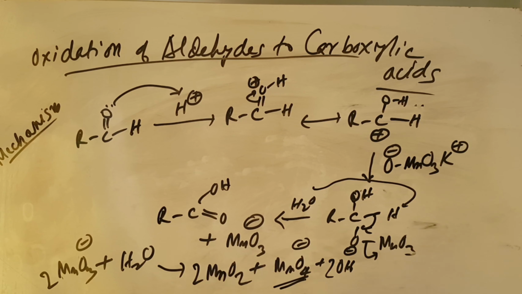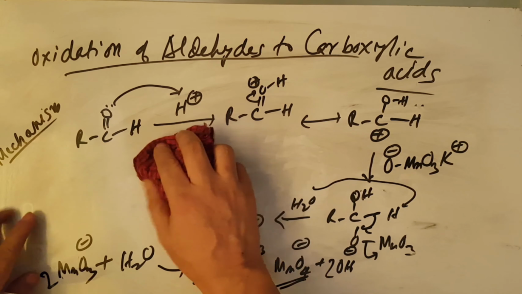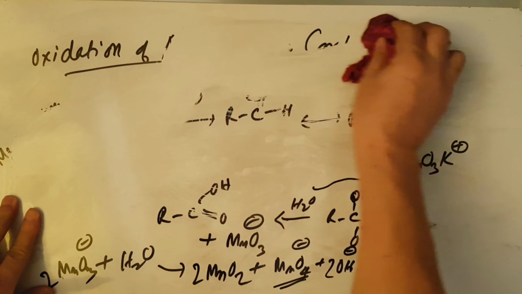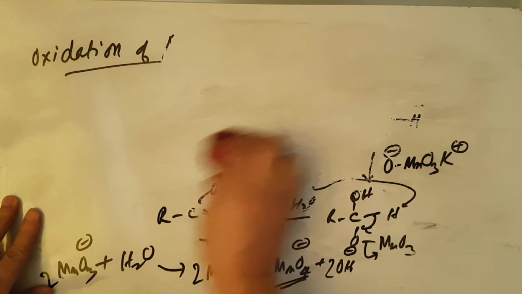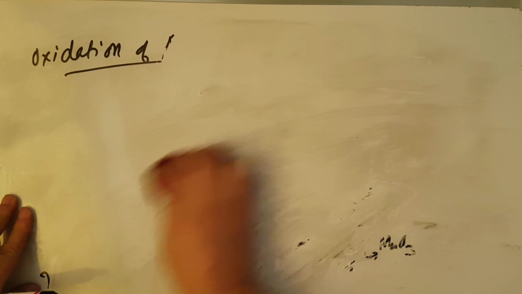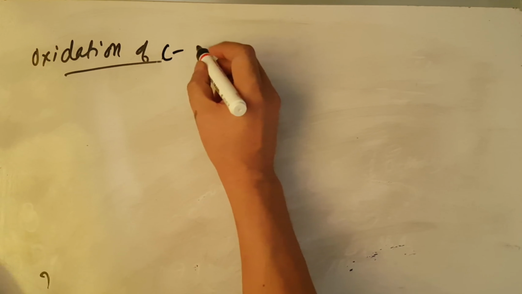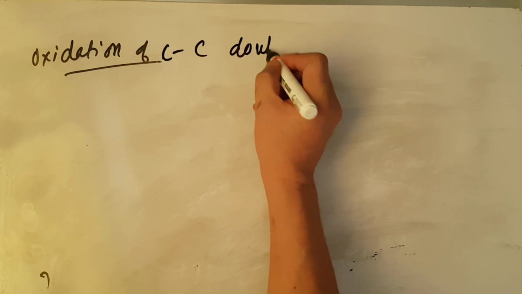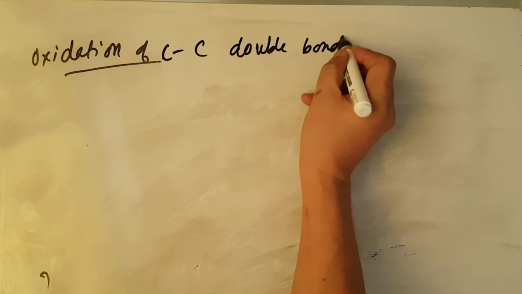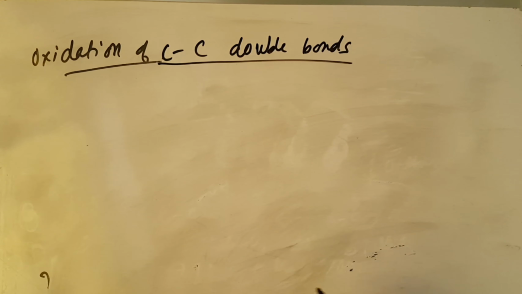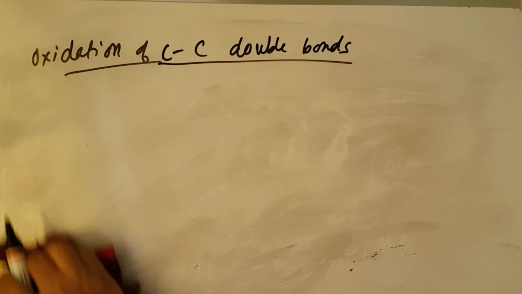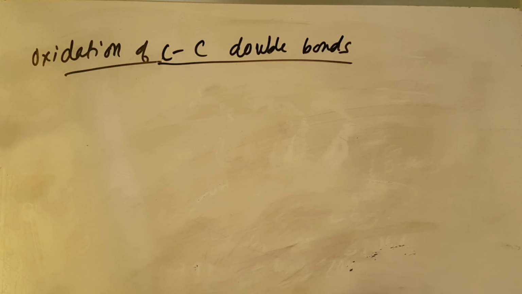Now lastly, let's come to the oxidation of carbon-carbon double bonds by KMnO4. Here also the reaction can take place either in acid medium or neutral medium.